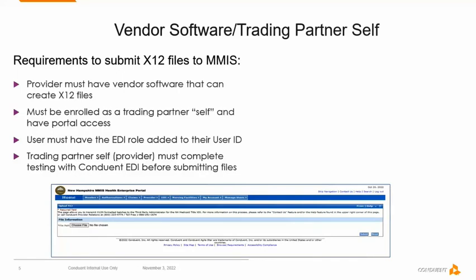A signature page is required, and an ERA application is also required to become a trading partner self. And at the end of the slide, there will be a bunch of links with all the documentation needed to enroll as a trading partner self: the ERA application, the ERA agreement, all those important documents.